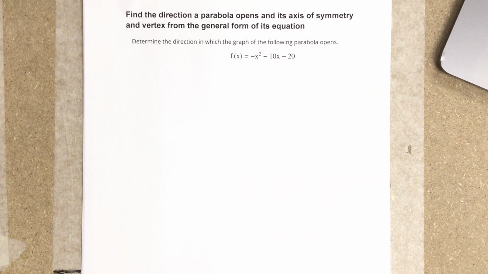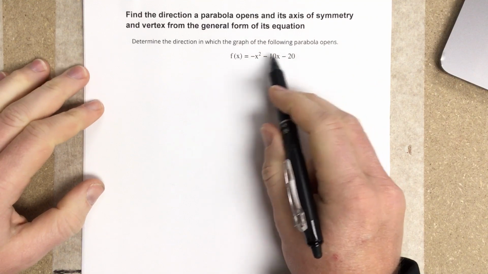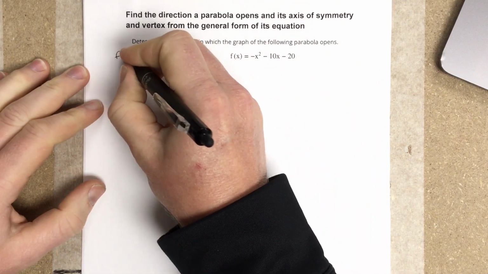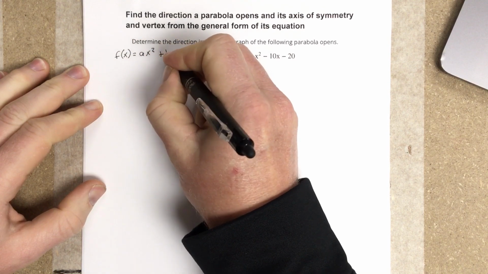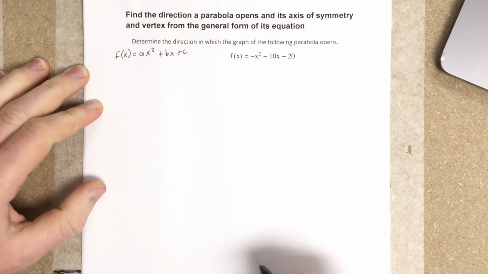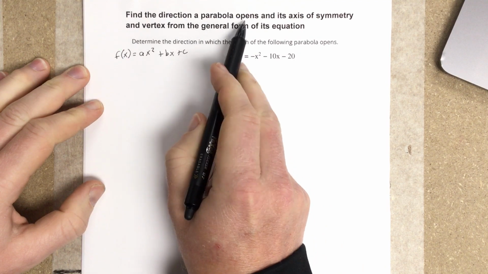In this video, we're going to find the direction a parabola opens and its axis of symmetry and vertex from the general form of its equation. Right now we have an equation that is in general form. General form would be ax squared plus bx plus c.